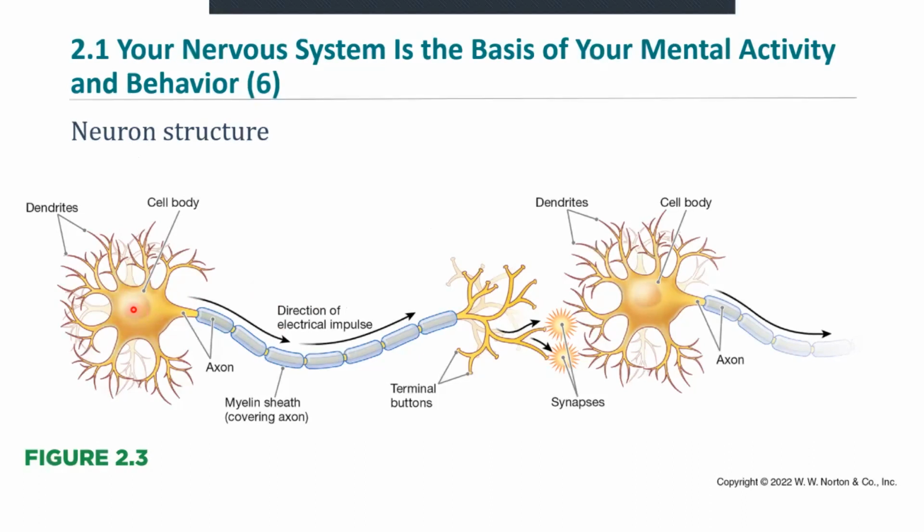This is similar to other cells in the body. I mean, all of our cells have cell bodies, and they have a nucleus in the center. The nucleus is what contains your DNA information. This cell body here integrates incoming signals from other neurons. It does that using these dendrites that are all around the cell body. These are branch-like extensions, as you can see, and they receive information from other neurons.